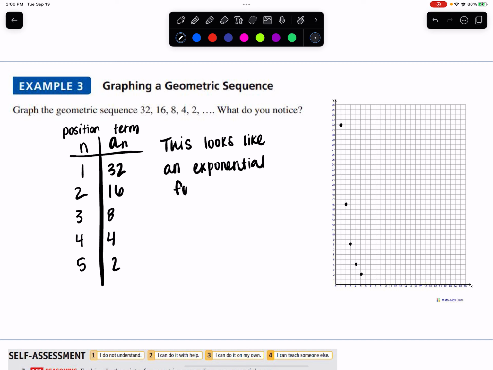You may even remember from Algebra 1 that that's exponential decay because it's declining. But if not, that's okay. We haven't gotten to exponential functions in class yet. But geometric sequences are exponential functions. They could be exponential growth or decay, though. This one is decay because it looks like we're dividing or multiplying by a number that's less than 1 each time.